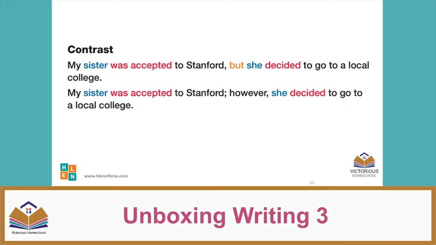Let's look at examples for contrast. See, my sister was accepted to Stanford, but she decided to go to a local college. You can also write it this way. My sister was accepted to Stanford; however, she decided to go to a local college.